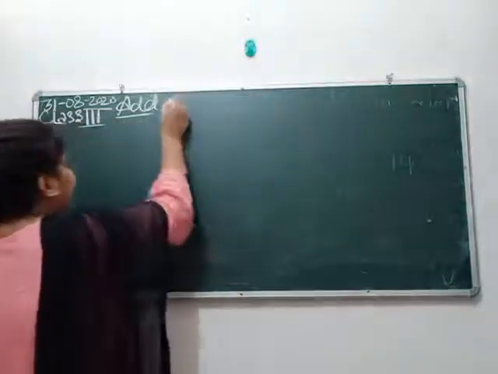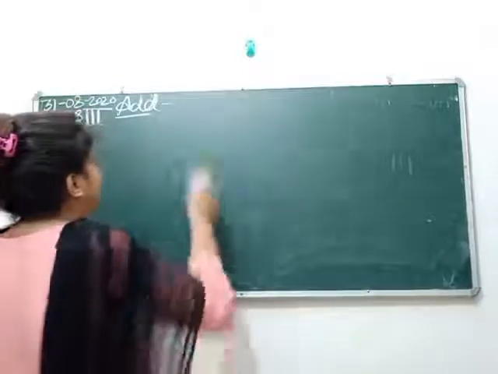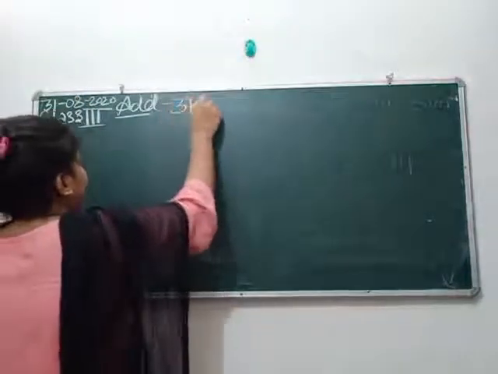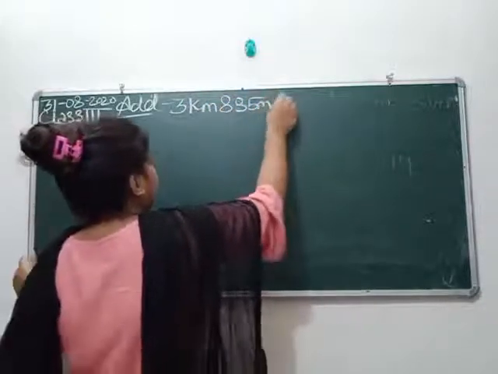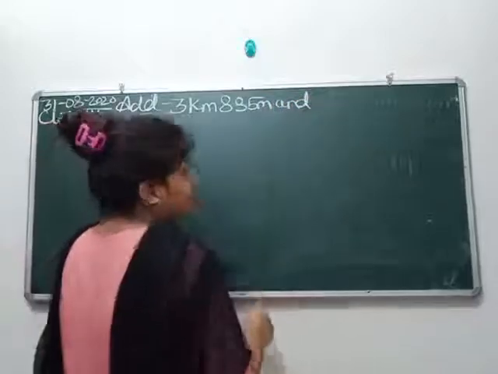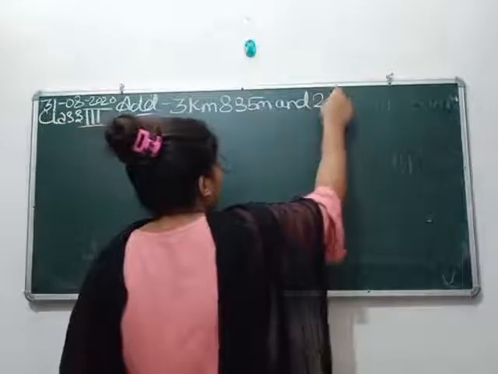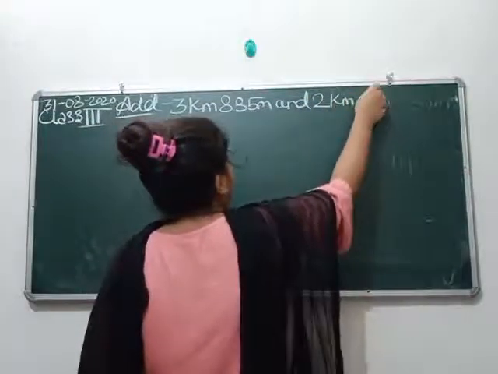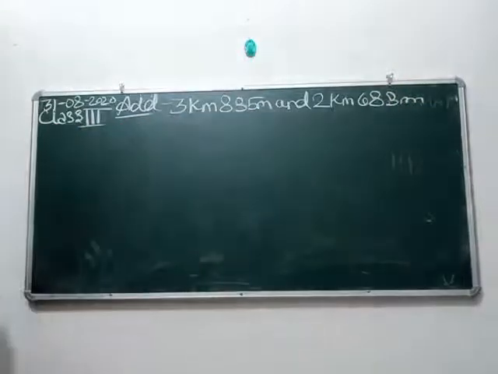The question is 3 kilometer 835 meter and 2 kilometer 683 meter. 3 kilometer 835 meter and 2 kilometer 683 meter. Now come on, add these two numbers.